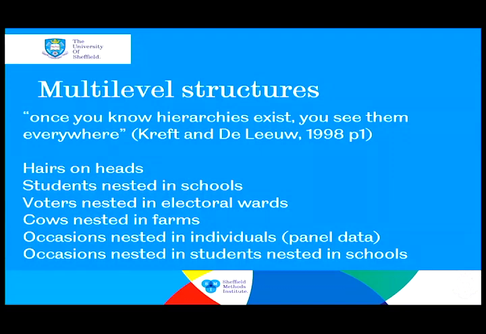So students exist in schools. That is, students in the same school are to some extent similar to the other students in the school. That might be because of catchment area, might be because they've got to know each other, right? They talk to each other. Voters are nested in electoral wards. They're similar to each other, just like the hairs on your heads are similar to each other in terms of how they affect your exam results. These models have been used in all sorts of areas, in veterinary science, cows nested in farms. Cows in the same field are more similar to each other than cows in a different field, and so on.